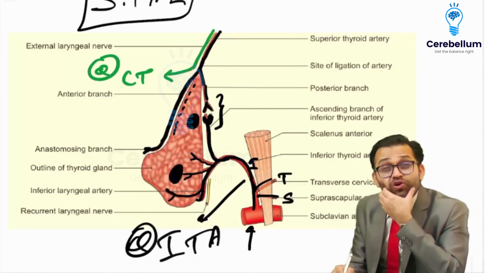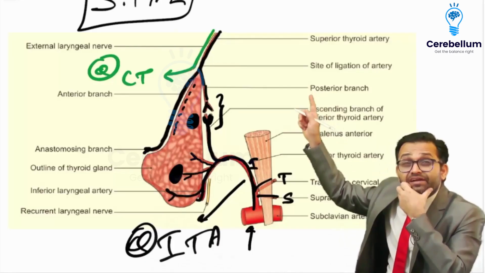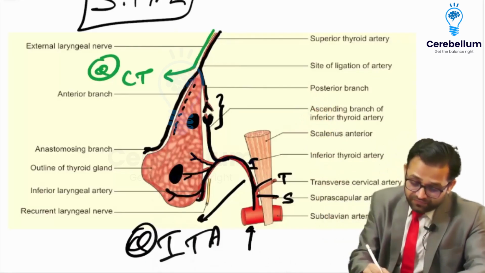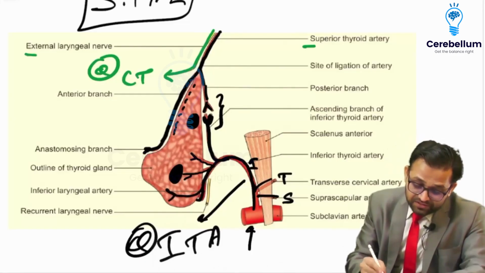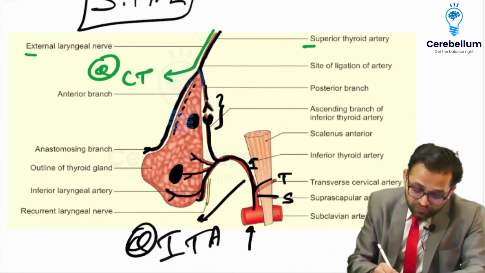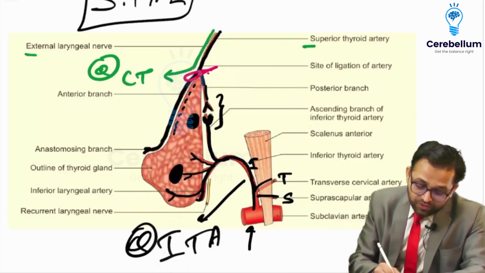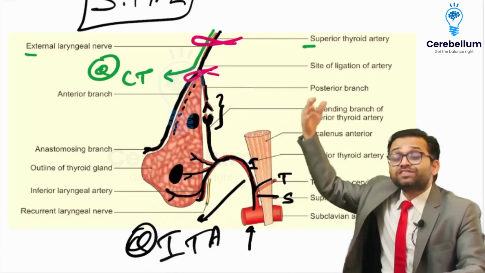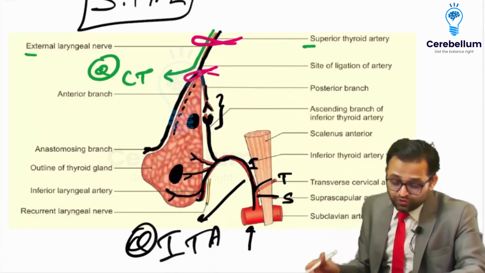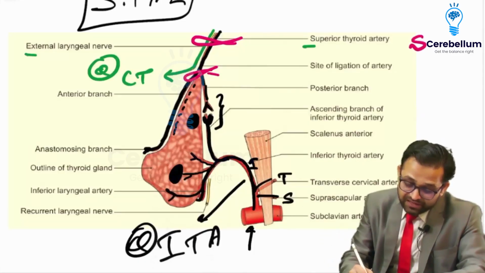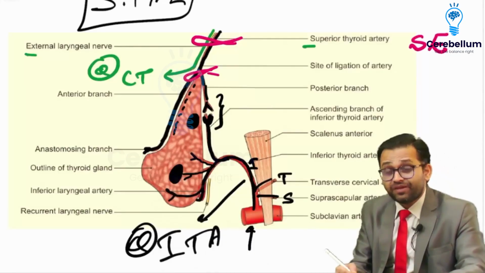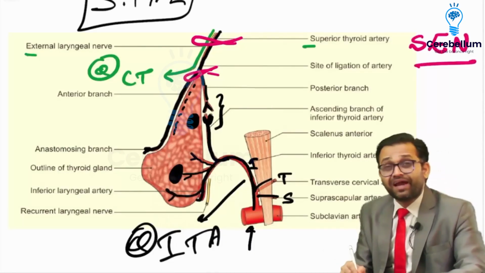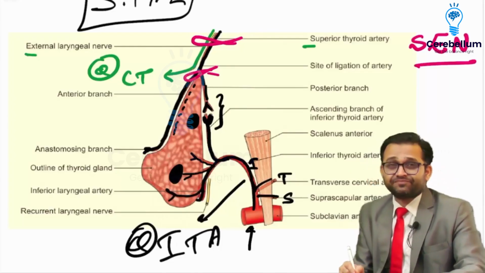Okay, so what you have to remember, the superior thyroid artery is closely related with our external laryngeal nerve. So if you have to ligate this artery during the surgery, you will ligate near to the gland, because if you ligate this artery away, you will damage the external laryngeal nerve also. So you have to remember, the superior thyroid artery is closely related with the external laryngeal nerve. It should be ligated near to the gland.